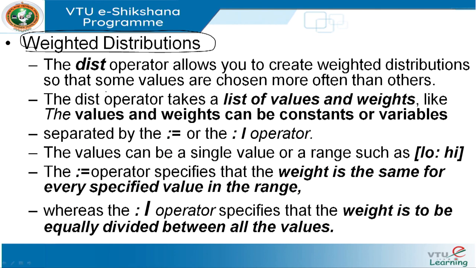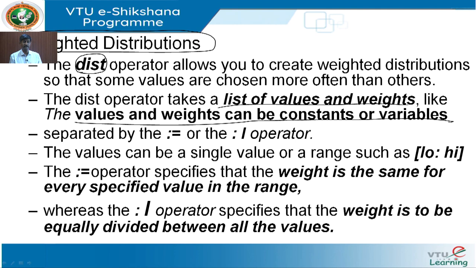So this weighted distribution I will do using a distribution operator named dist. The dist operator allows you to create weighted distributions so that some values are chosen more often than others. The distribution operator takes a list of values and weights with respect to the values. The values and weights can be constants or variables, so they can be defined through integral values. Normally a range is given to define that value. That's what I defined there.